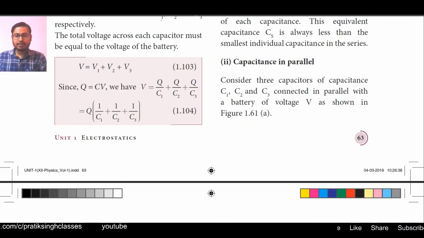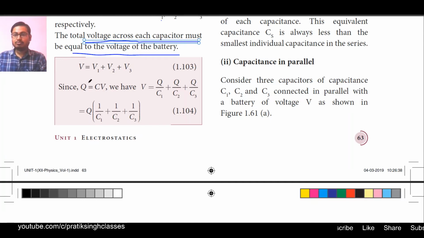Alright, so we have seen that the potential of capacitor C1 is V1, for capacitor C2 is V2, and for capacitor C3 is V3. Okay, fine. So the total voltage across the capacitors must be equal to the voltage of the battery. That means the voltage provided by the battery will be equal to the sum of the voltages of all the capacitors, that is V is equal to V1 plus V2 plus V3.